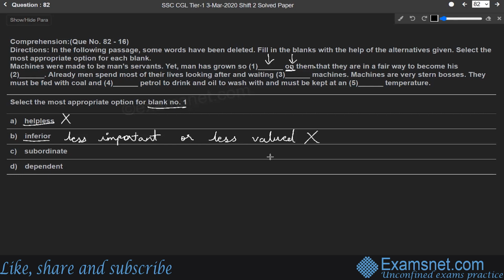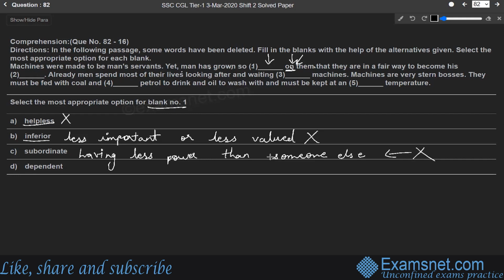Next option is subordinate. Do you know the meaning of the word subordinate? Subordinate means having less power than someone else, or having less importance than something else. So again, man has grown so blank on them. Men cannot be so subordinate on machines because the meaning of subordinate is having less power. Men can have less power than someone else, but men cannot grow so subordinate on machines, right? Since the word here is on, the word subordinate will not fit here. One cannot be subordinate on someone. They are subordinate to someone, not on someone. So this is also a wrong option.